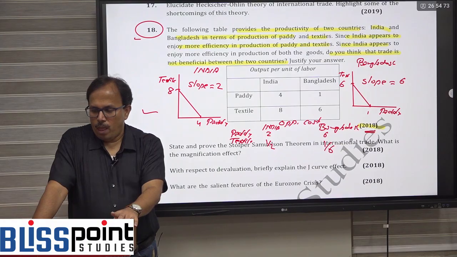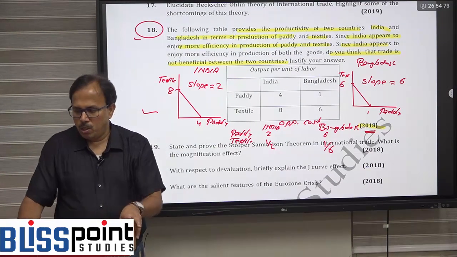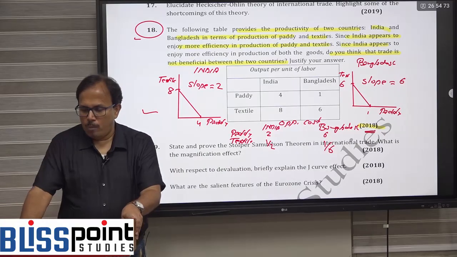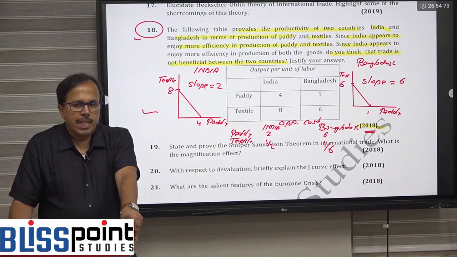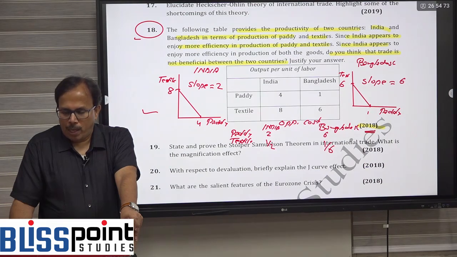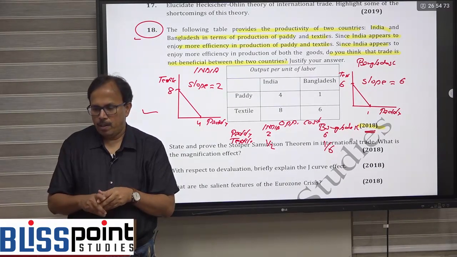Since opportunity cost of paddy is less in India, India will specialize and export paddy.